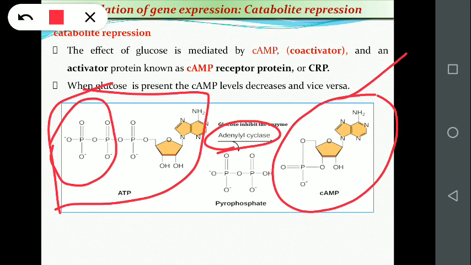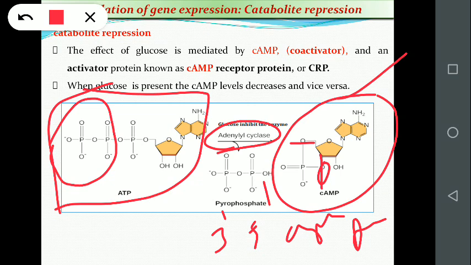The cyclic AMP structure is this one, and in this structure we have 3' and 5' OH groups. We have a 5' phosphate, and that 5' phosphate interacts with the 3' OH group. That is why it is known as 3',5' cyclic AMP. It is cyclized between the 3' hydroxyl and the 5' hydroxyl, so the phosphate is cyclized. So this is cyclic AMP.